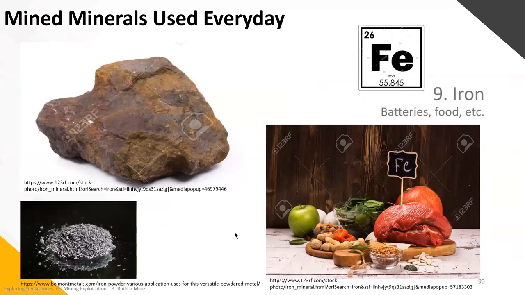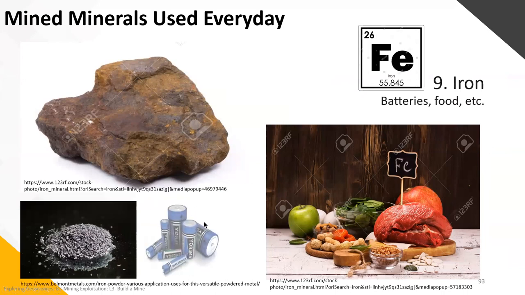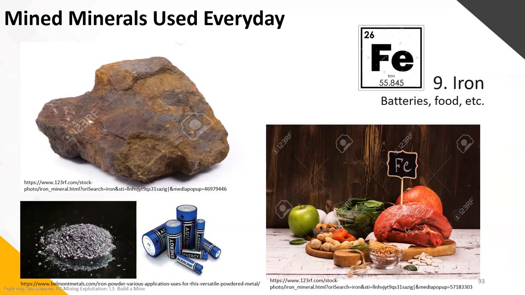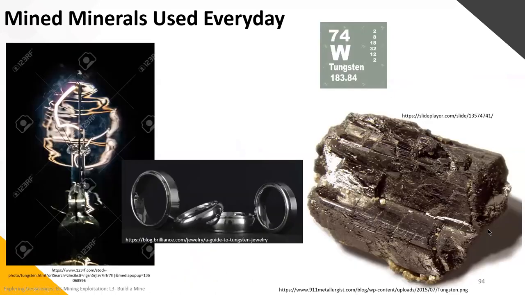Iron. Many uses, again, for batteries, any other industrial use. And again, iron is a natural element that can be found in many of our food. And tungsten. Without tungsten, we won't have any light bulbs, jewels, and so on.